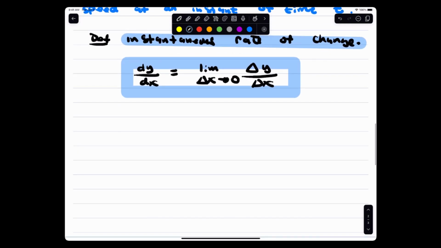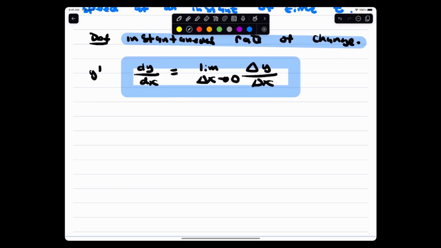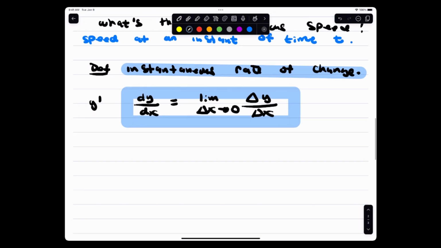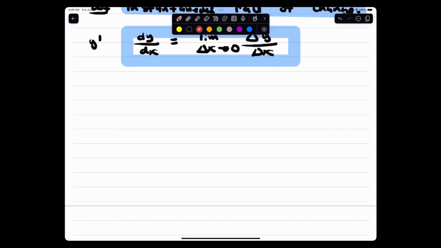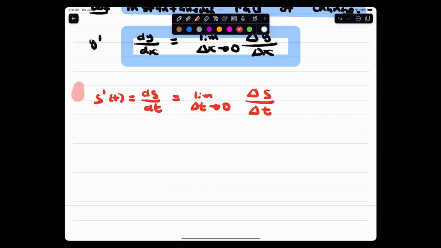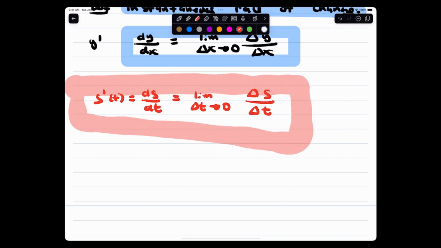Okay, now you might say, well, is that y prime? Yes. Well, what's the instantaneous speed then? Well, very similarly, you'll have ds/dt equal to the limit as the difference in time goes to 0 of delta s over delta t. And this is going to be now s prime of t. So here's my instantaneous speed, the speed at an instant.